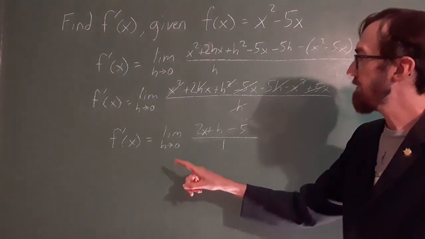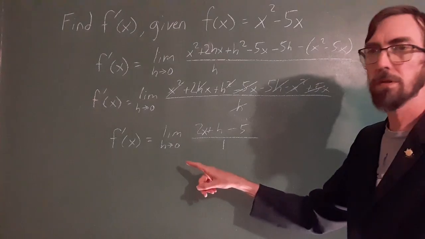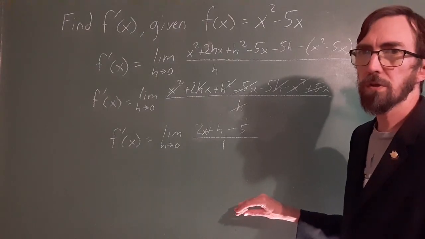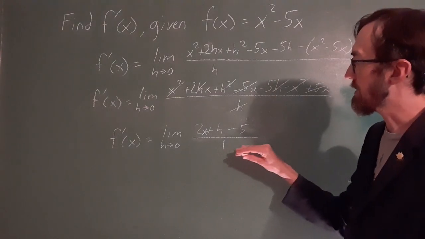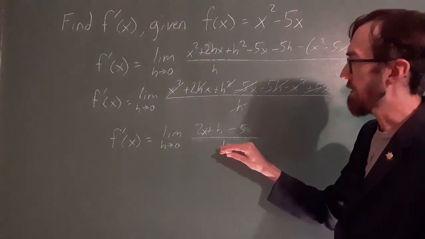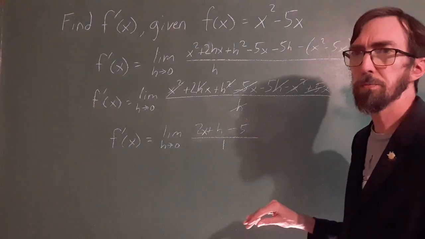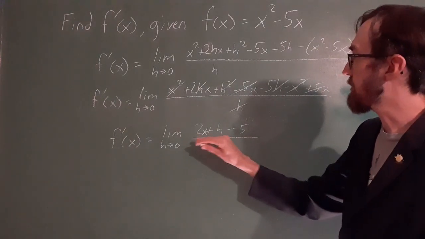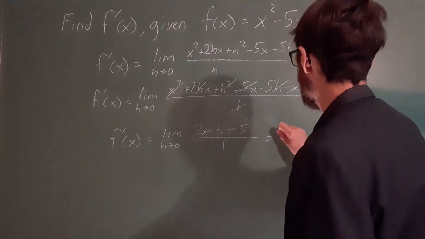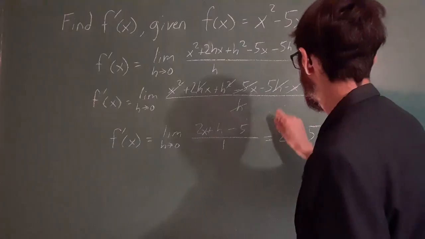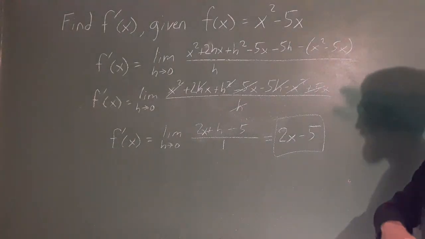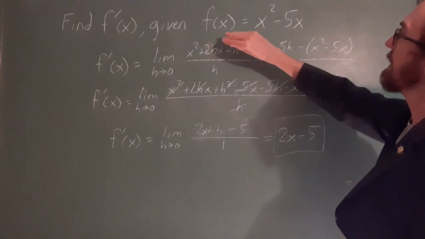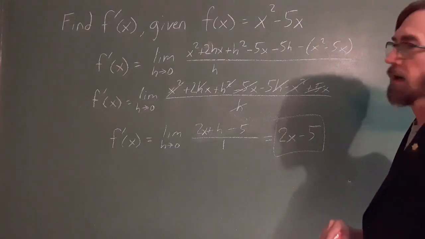So this gives us that f prime of x is equal to the limit as h approaches 0 of 2x plus h minus 5 over 1. And we can also look at this as just 2x plus h minus 5 because the fraction over 1 is just that numerator. As h goes to 0, we see that this is simply 2x minus 5. And that is our derivative. That is f prime of x, given that f of x was x squared minus 5x.